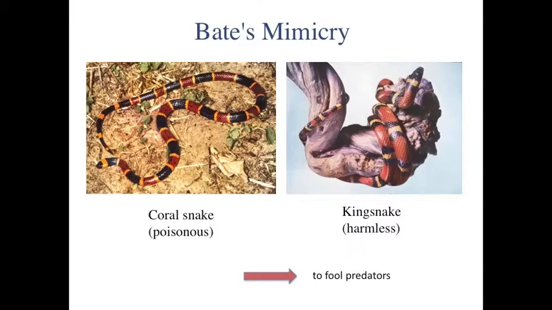Of course, we have a lot of things that we can attribute to coevolution. Mimicry, we already mentioned that with the butterflies. This is a particular kind of mimicry called Batesian mimicry. There's a model which is poisonous, toxic, the coral snake, which has a poisonous bite. And there's a mimic, the king snake, which is harmless, but it mimics this one in the same habitat, and the predator is fooled. So this is to fool predators.